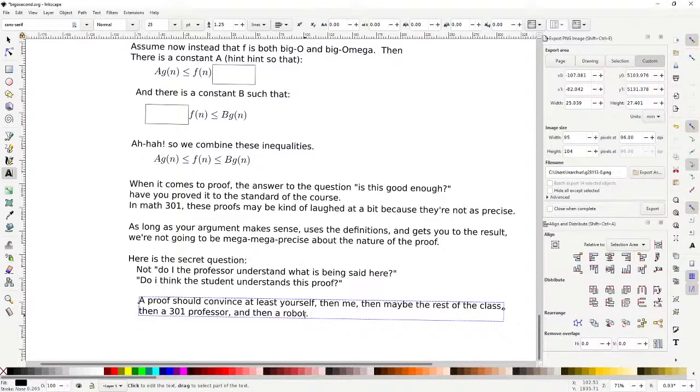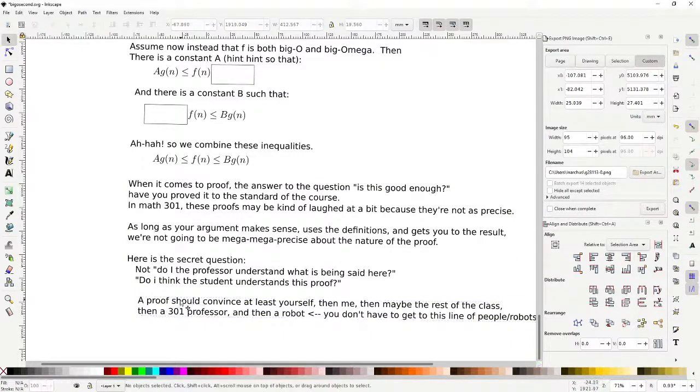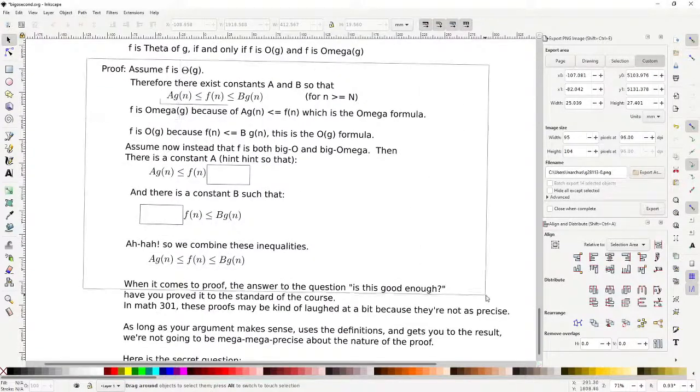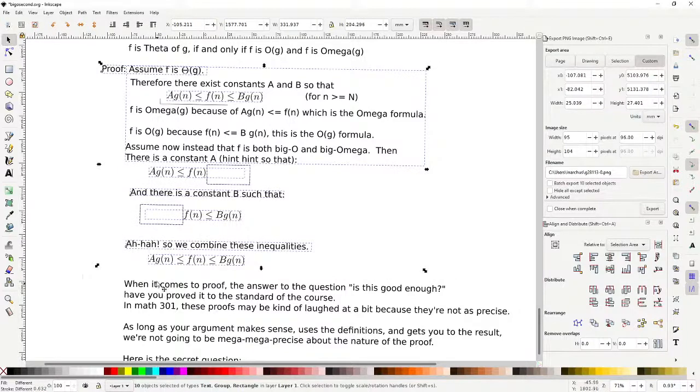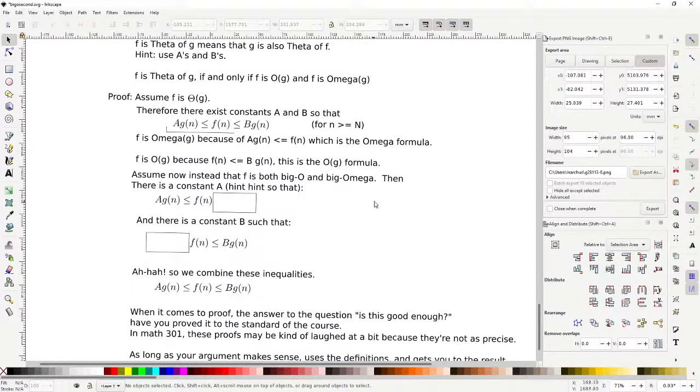So that's the highest level of proof in a sense. But you don't have to get here. The good news is you don't have to get to this line of people and robots. So that's the idea of proofs here. And I think it's good that I just show you some examples of proofs, because if you wrote basically this, without these boxes, obviously you'd probably write something a little bit more clean, but if you wrote something like this on your test or on an assignment, I will accept it.